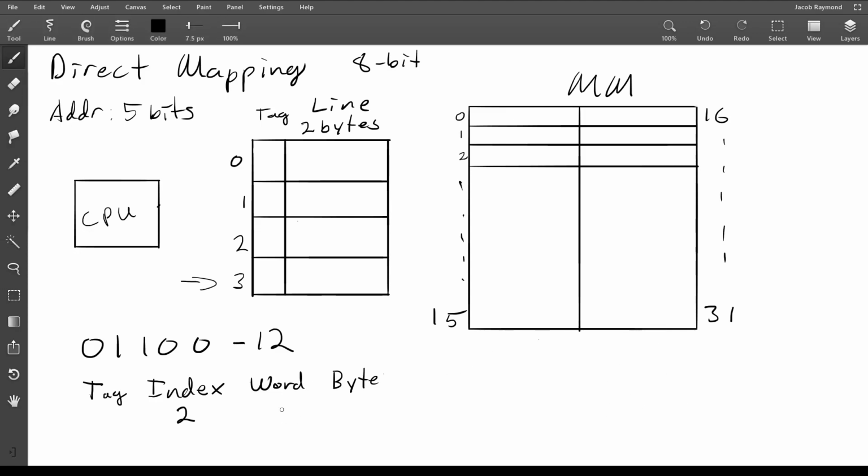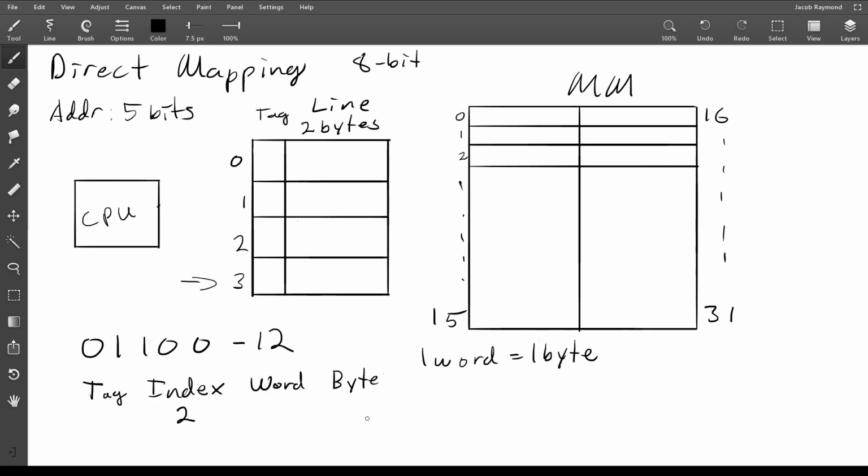So then the word and the byte, these can be done independently usually, because it's almost strictly defined in whatever situation you're in. But here we can look at the byte portion, and we want to see, okay, how many bytes are there per word? Well, here we're dealing with an 8-bit CPU, so one word is equal to 1 byte.